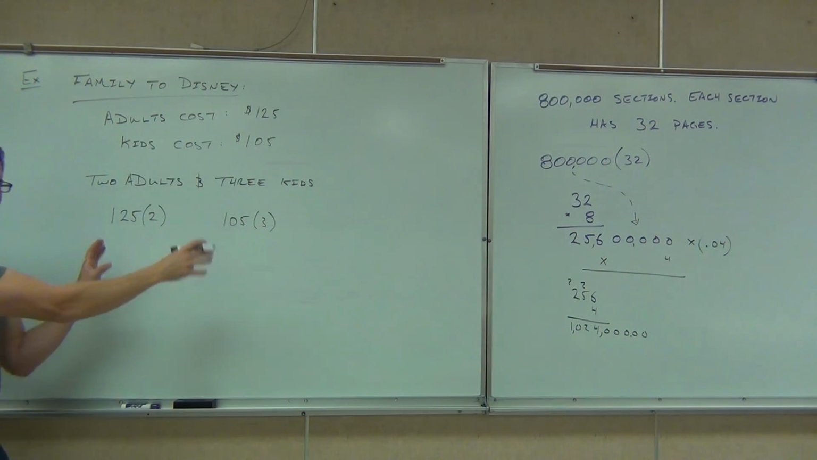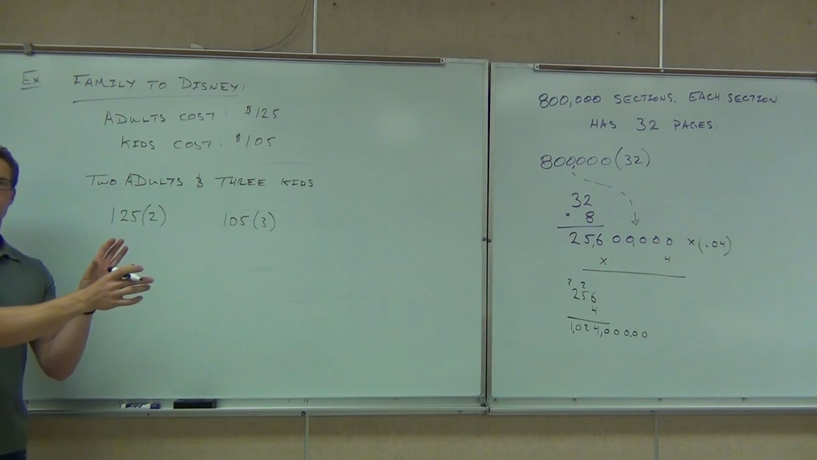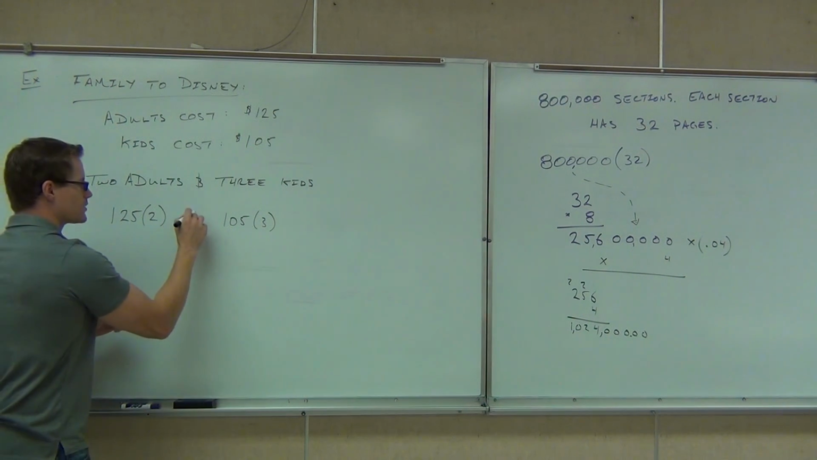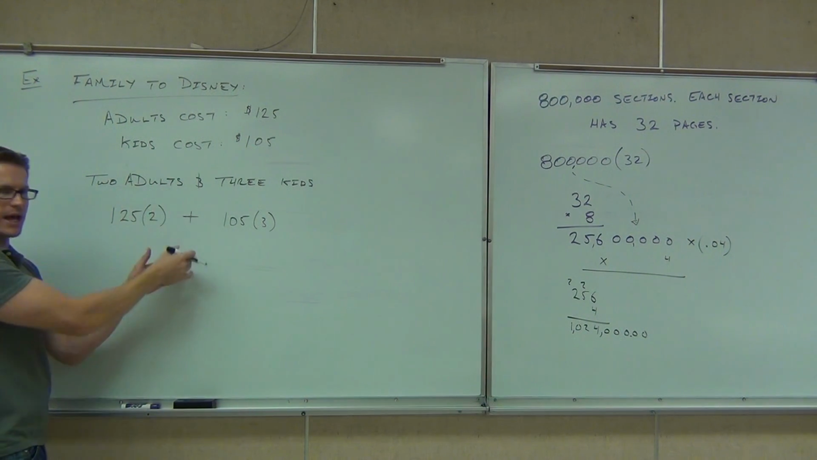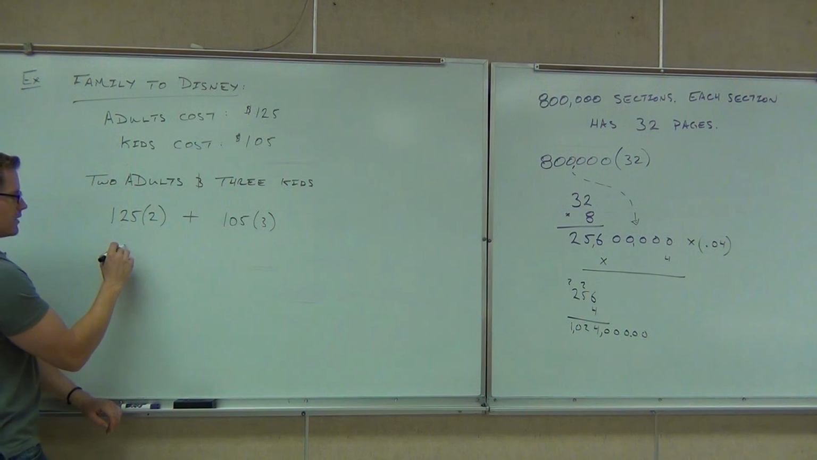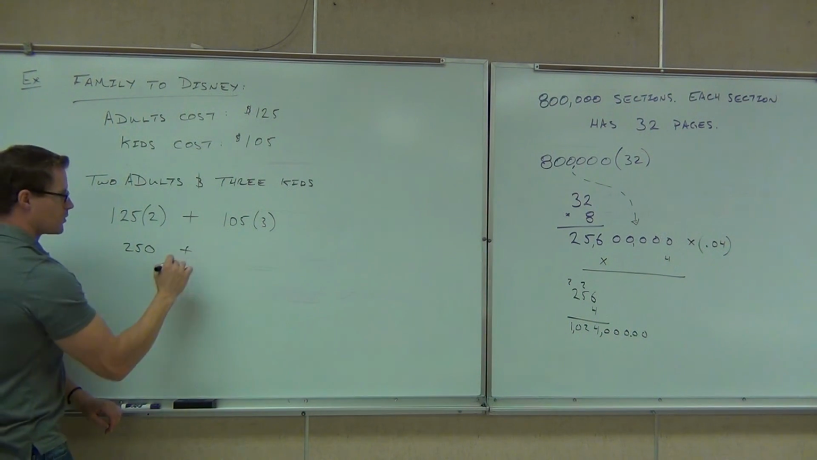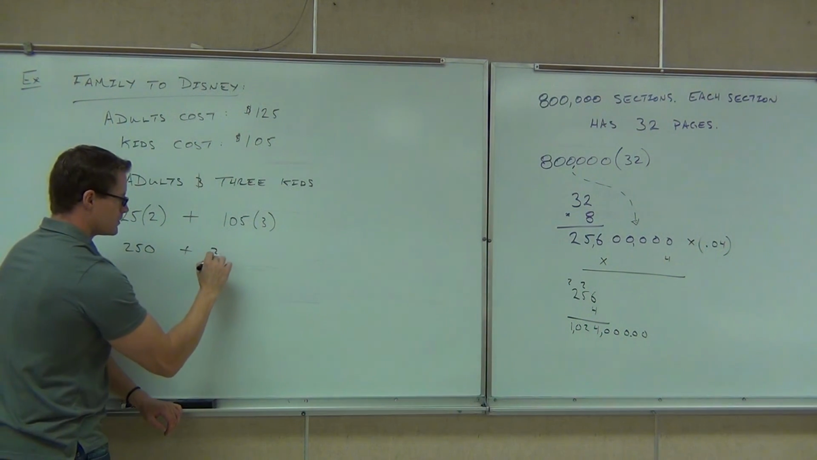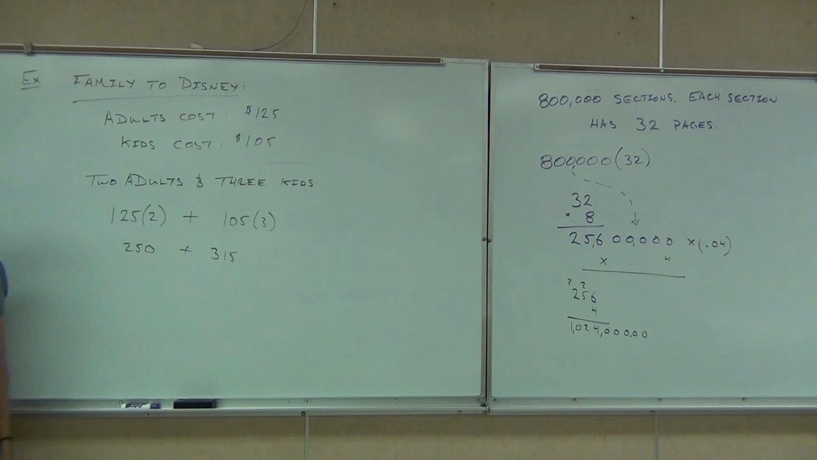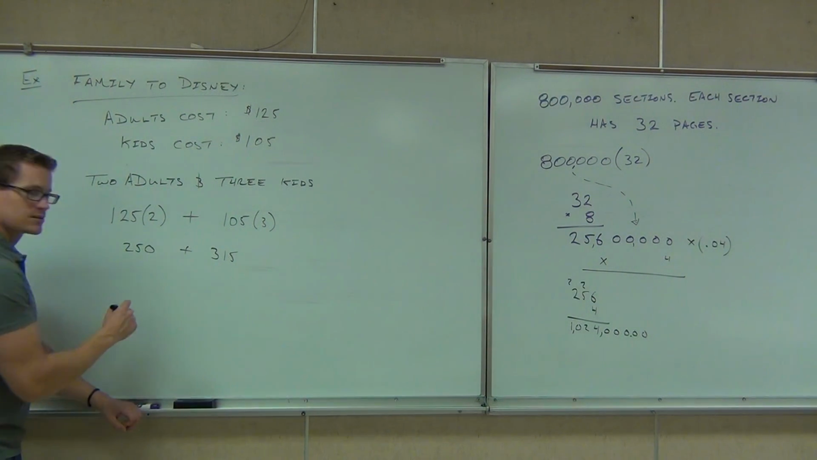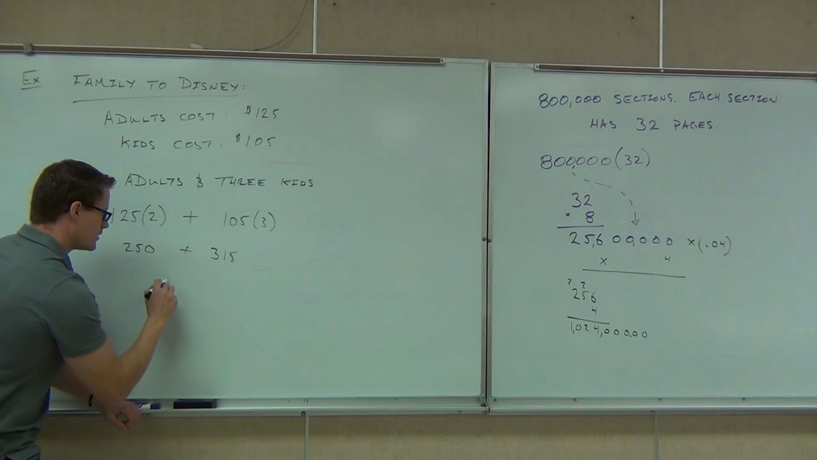After we figure out these products, how are we going to figure out the total? Add. Add the 2. If we add those together, that's what the word and actually means. We're going to have the 250. We're going to have the 315. Hopefully that's 315, right? How much? 565. That's less than I thought, really.